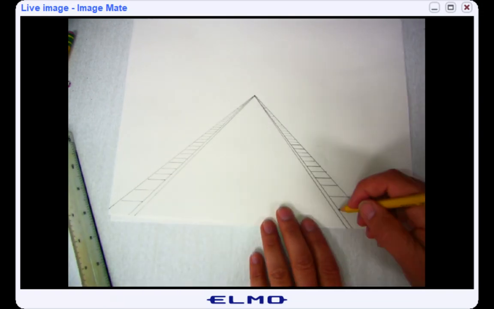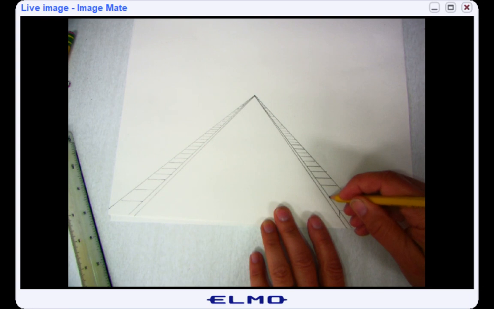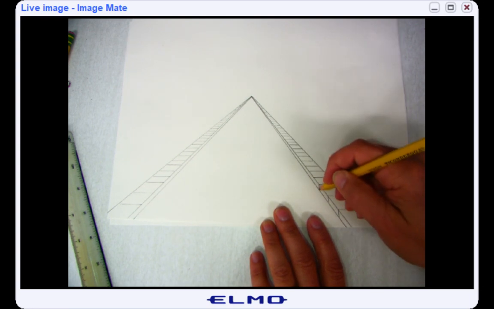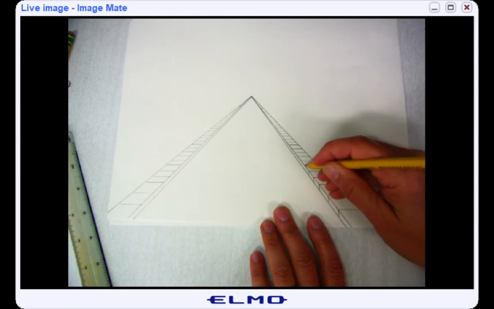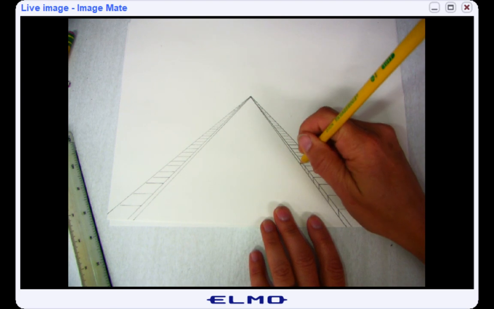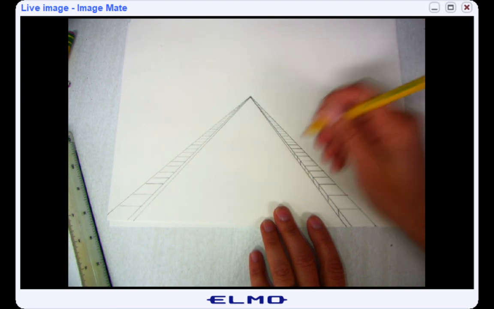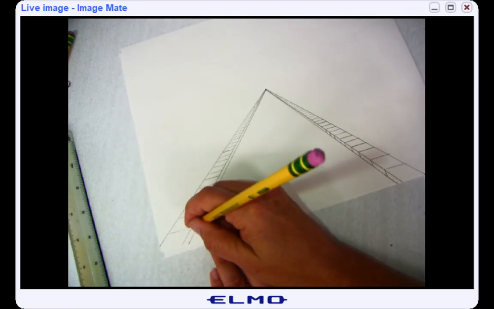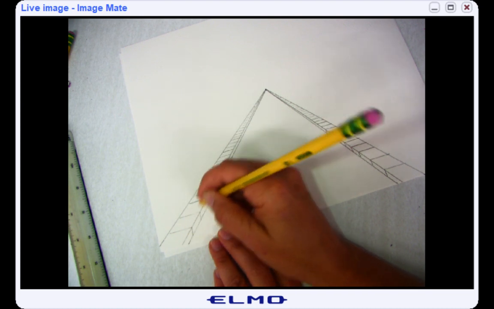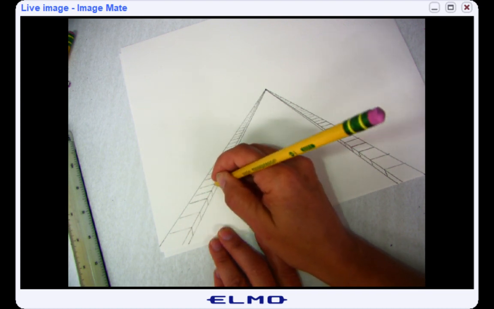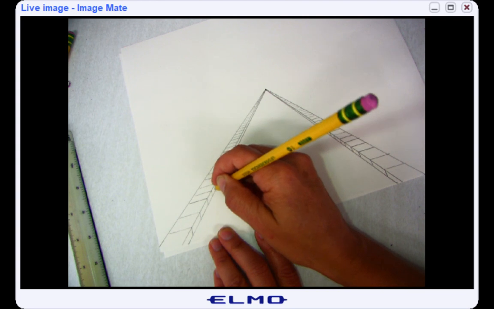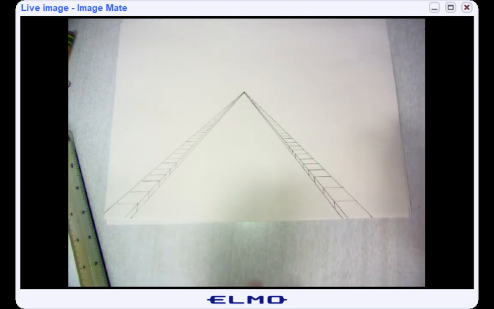All right, now these are like little boxes. They're the sidewalk cracks lines. If you take those, and these are going straight down. Don't turn them. You want them to go straight down. So they're going to be parallel with the side of the paper.